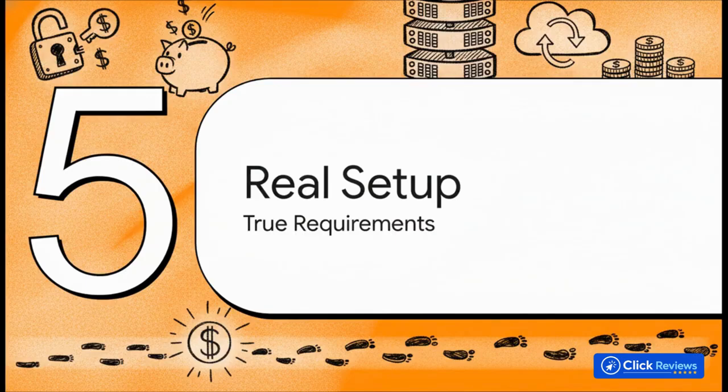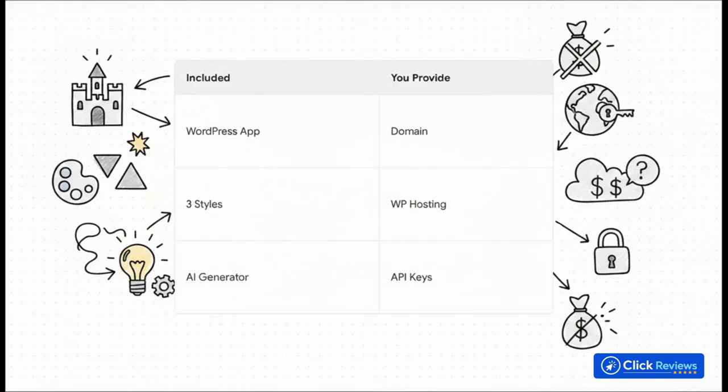Which brings us to our final part, Section 5, the real setup requirements. So what does it actually take to run this system in the real world? The pitch heavily promotes a one-time launch price of $27. But as with literally any self-hosted platform, that entry price is only part of the story. Stripping away all the marketing hype, we find the true setup requirements. For your $27 one-time fee, yes, you absolutely get the WordPress app, the portfolio styles, and the AI generator workflow.